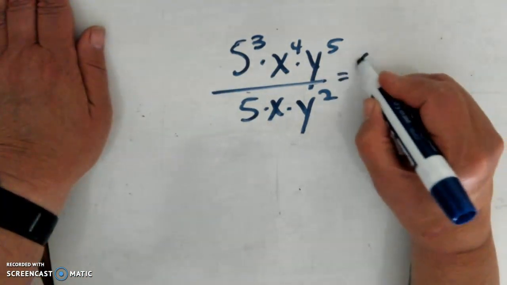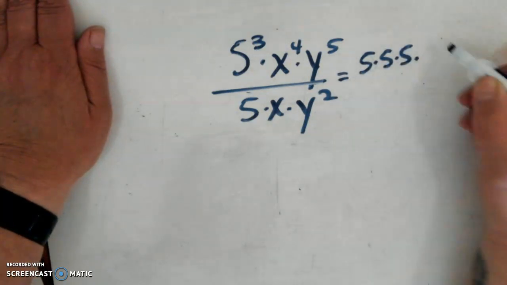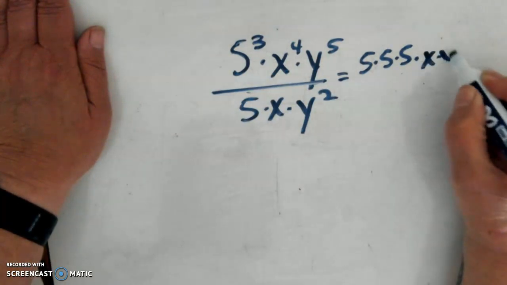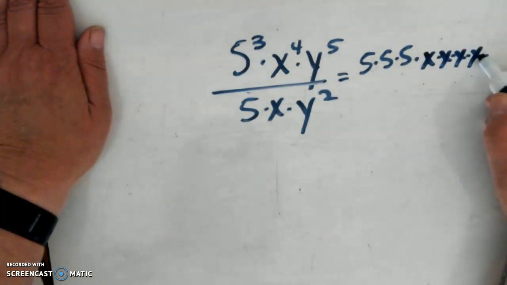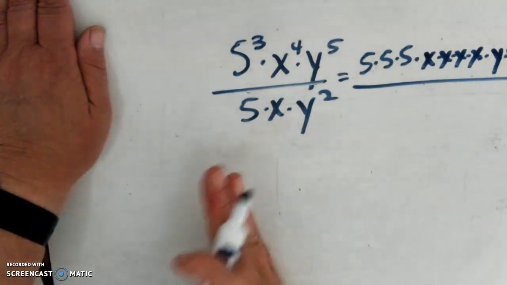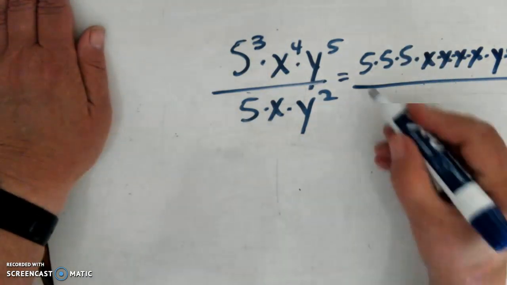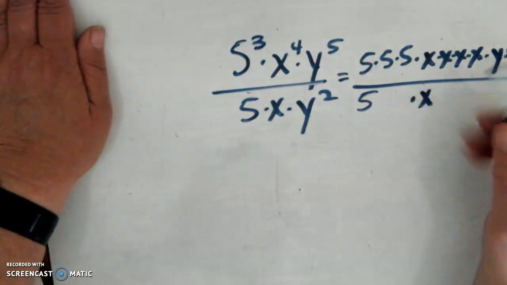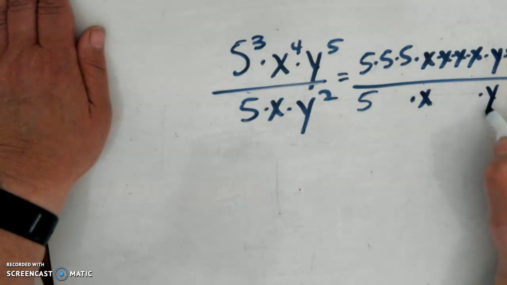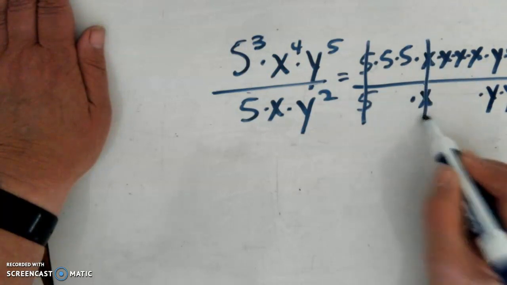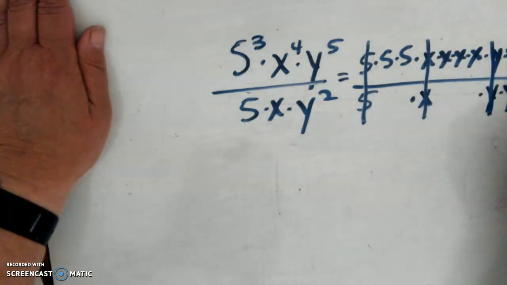If I were to expand this, this is 5 times 5 times 5, and then I'm going to have 4 x's, and I'm going to have 5 y's. Now when I go to expand this, I'm going to group the same bases together. So I'm going to put the 5 underneath that 5, and then I'm going to put the x underneath this x, and then I'll put the 2 y's underneath this. Well, 5 divided by 5 is 1, x divided by x is 1, y divided by y is 1, y divided by y is 1.